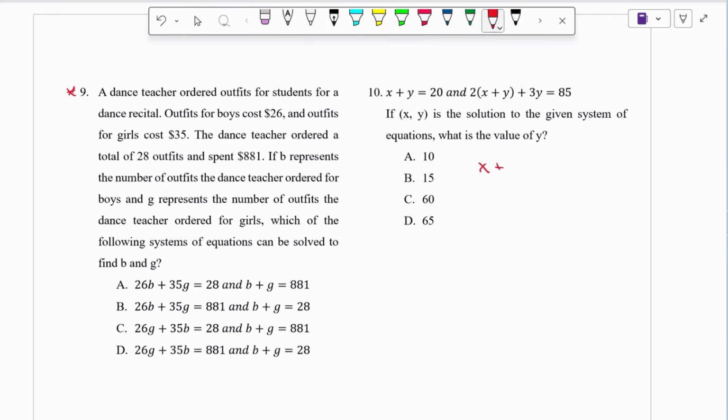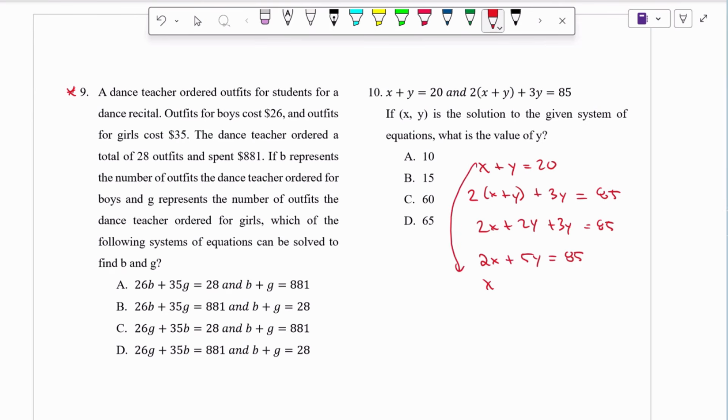If you take a look here, I have x plus y equals 20. Now I'm going to solve these by hand. There are much quicker ways to do this, and you're going to read and listen about it in my Desmos video coming out. So if I take a look, I got to simplify that second equation. This becomes 2x plus 2y plus 3y equals 85. I'm going to collect like terms. I get 2x plus 5y equals 85, and I'm going to write this other equation down below.